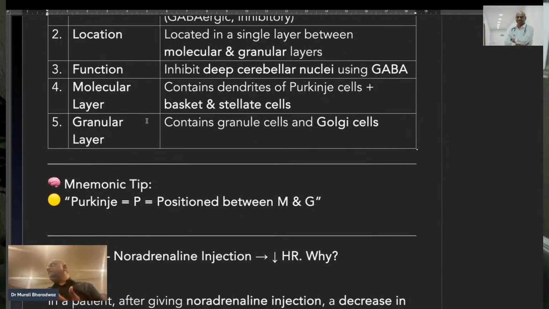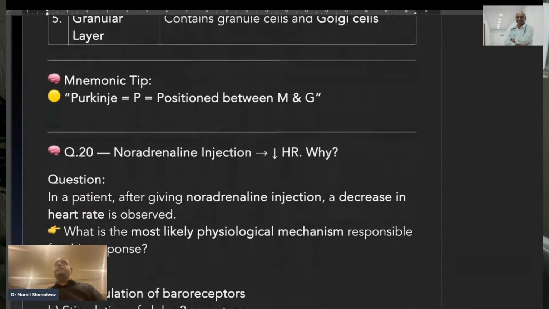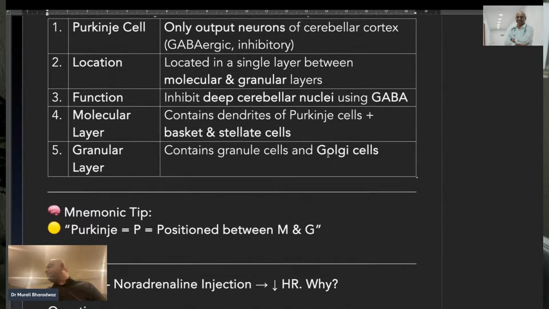So what are all the other cells? Molecular layer contains basket and stellate cells. Granular layer contains Golgi cells. That's the point. Each of these cells has its own story.